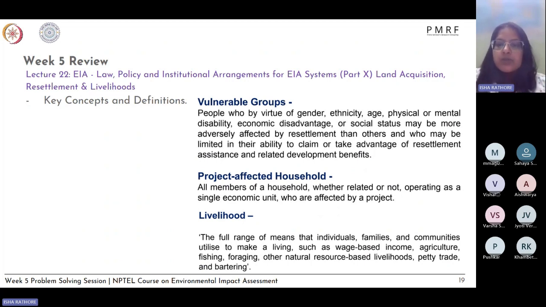Then the next definition is project affected household. These are all members of a household, whether related or not, operating as a single economic unit, who are affected by a project. Livelihood is defined as the full range of means that individuals, families, and communities utilize to make a living, such as a wage based income, agriculture, fishing, foraging, other natural resource based livelihoods like petty trade and bartering. So whatever is the livelihood of the people, including individuals, families, and communities, altogether it can refer to livelihood.